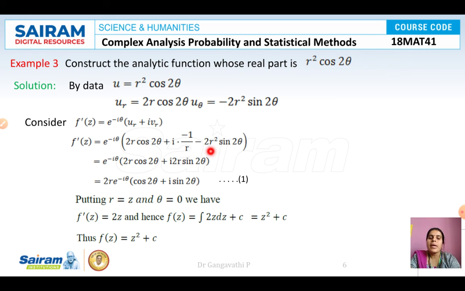So we have got this, minus and minus is plus, and simplifying further we get e to the power of minus i theta, 2r cos 2 theta plus i as it is, r and 1 by r get cancelled, so we get 2r sine 2 theta. Now simplifying again, 2r is a common term, take it outside: 2r e to the power of minus i theta into cos 2 theta plus i sine 2 theta. Now substitute r is equal to z and theta is equal to 0. So we get f dash of z is equal to 2z, and hence f of z is integral of 2z, and integration of z is z square by 2. 2 and 2 get cancelled, and the constant of integration is c. This is how we have to find our f of z.